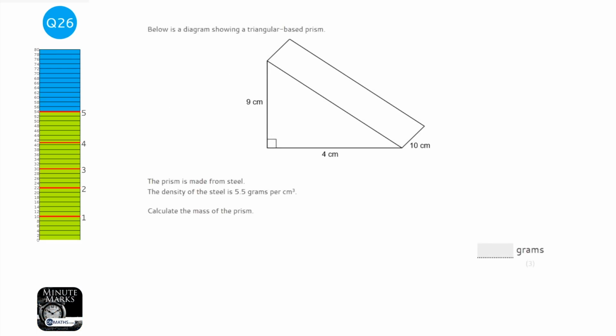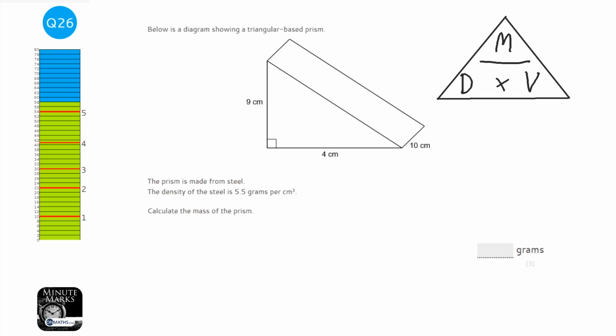The triangle we need to remember for this question is density equals mass over volume. Now you could have kind of worked it out with the question, because it says grams, which is mass, per centimetres cubed, which is volume. So per means over, so it would be mass over volume. So we need to work out the mass. Well, at the moment we have the density, so we've got that, but we haven't got the volume. So the first thing I need to do is work out the volume of the prism.